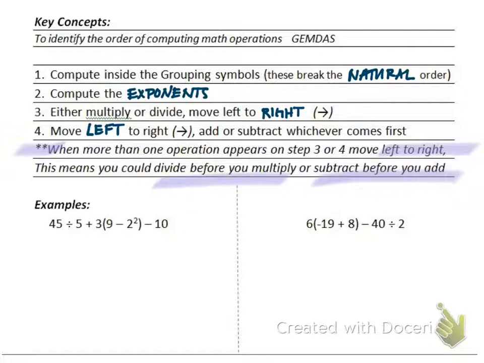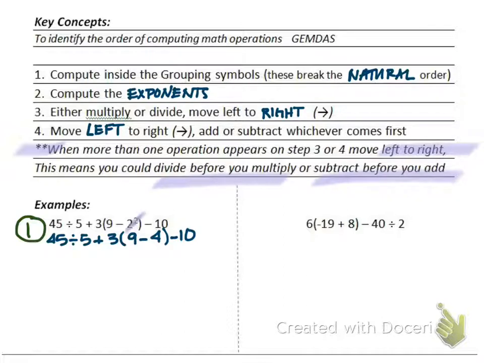So our first example is 45 divided by 5 plus 3 times the quantity of 9 minus 2 squared, minus 10. When I take a look at this, I'm going to write down a 1 next to this example and indicate a couple of pieces. Our first thing is the grouping symbol, so I'm going to organize that. I have 9 minus 2 squared, and within that grouping symbol, the exponent needs to happen first, so I'm going to write down 45 divided by 5 plus 3 times the quantity of 9 minus 4, minus 10.